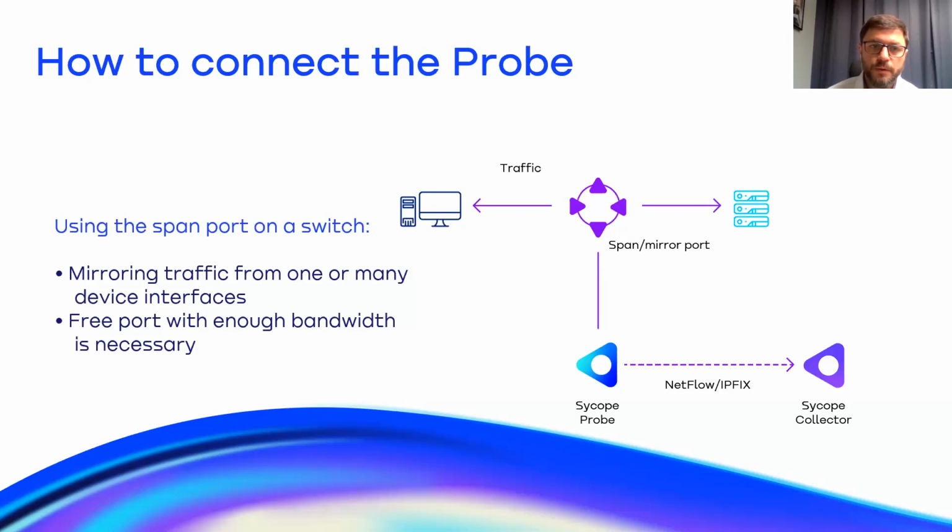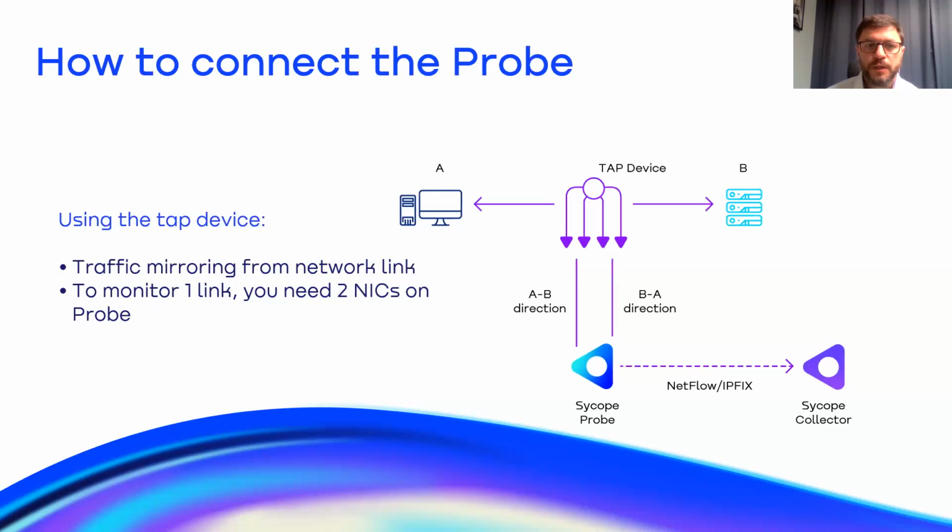We've got two ways to plug the probe into the network. The first one is by using the SPAN or mirror port on the network device. The second one is to use the TAP or packet broker device to send a copy of the traffic between host A and host B to the probe, and then the probe will transform this copy of the communication into NetFlow data and will send it to the Sycope collector.